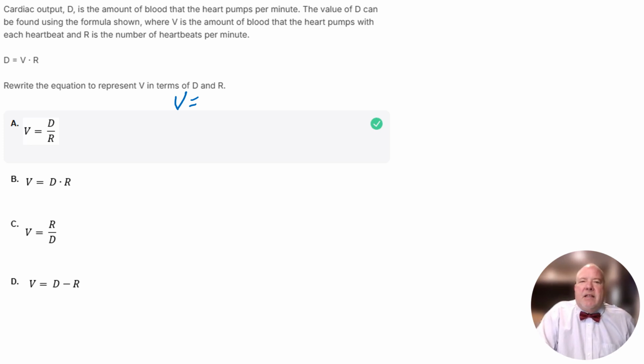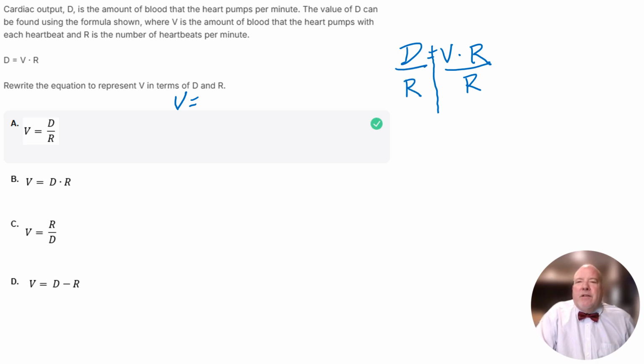So we have D equals V times R, and we want to isolate the V. We want to have the V by itself. So I need to get rid of this R. So this is just using opposite operations. I see V times R. So the way I get rid of the R is by dividing by R. And whatever I do on one side, I have to do on the other side of the equation. So I'm going to divide this side by R, and I'm going to divide this side by R.